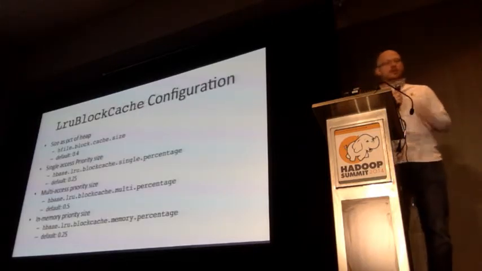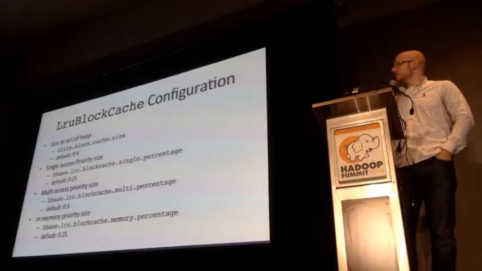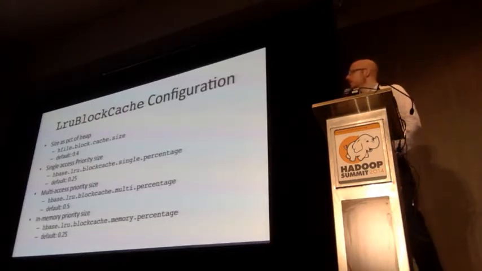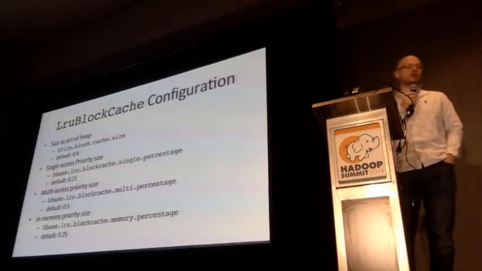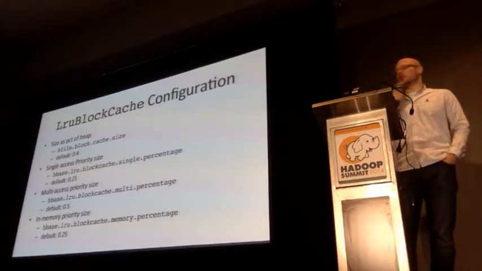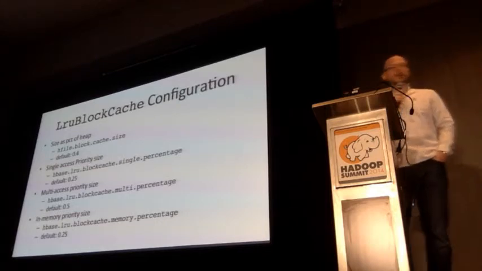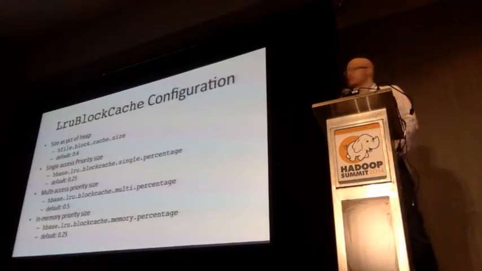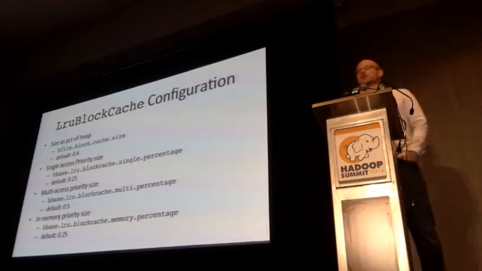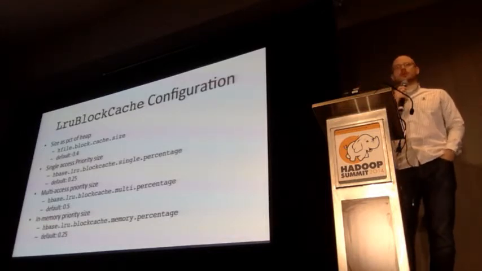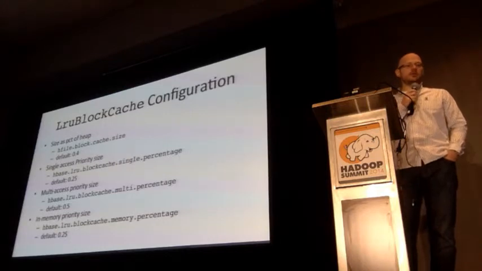Here are some interesting configurations for the block cache. Really, there's only one that you should focus on, which is how big it is. This is defined as a proportion of the overall heap size that's available. So you're basically balancing block cache size, the memstore size, and then any additional memory that's used for regular HBase operations.